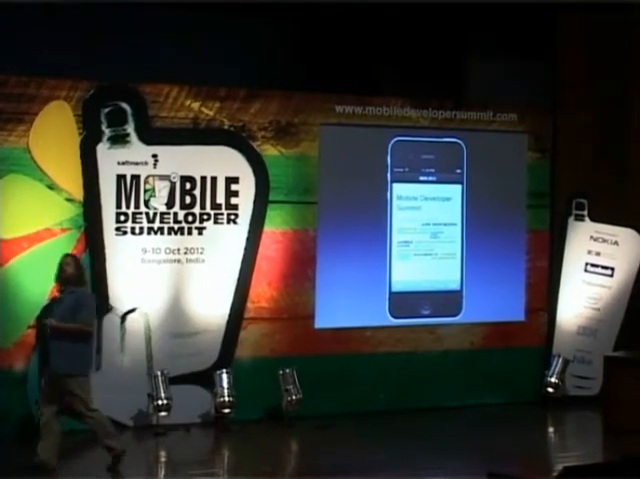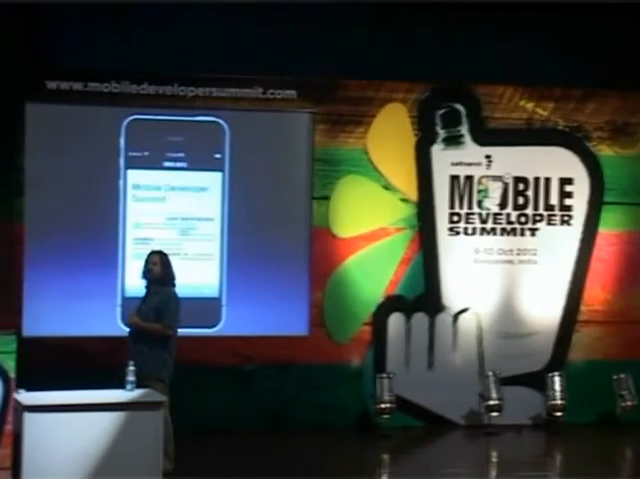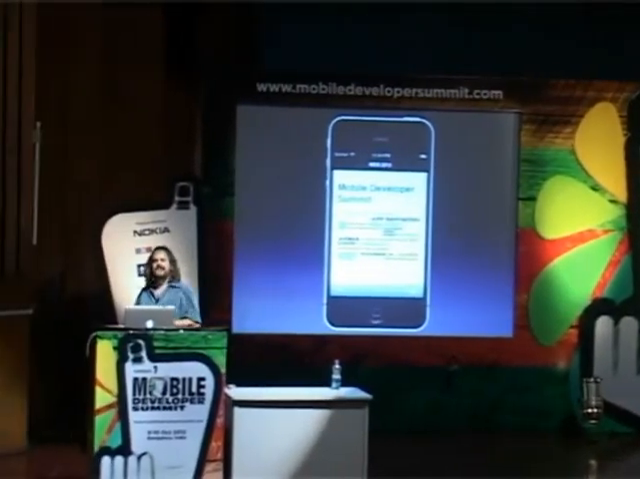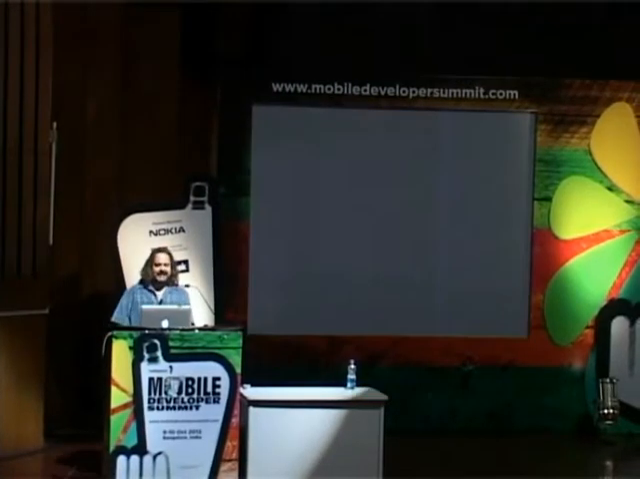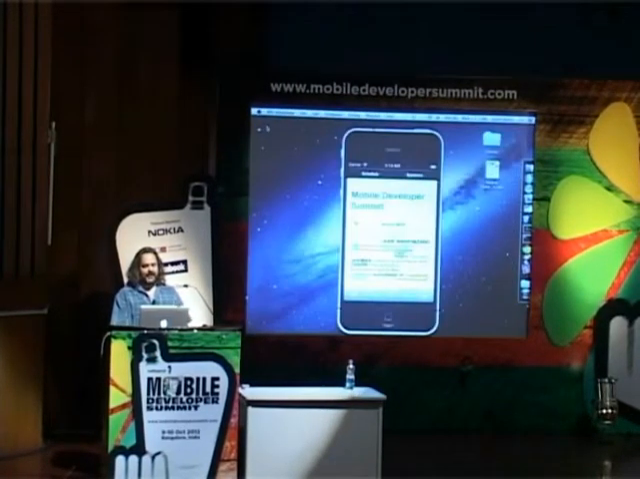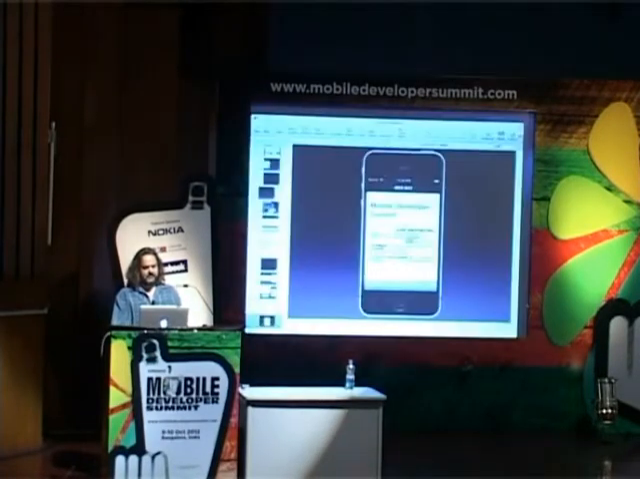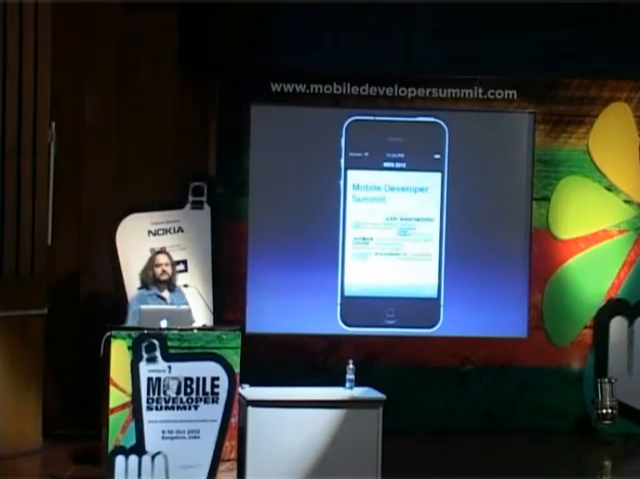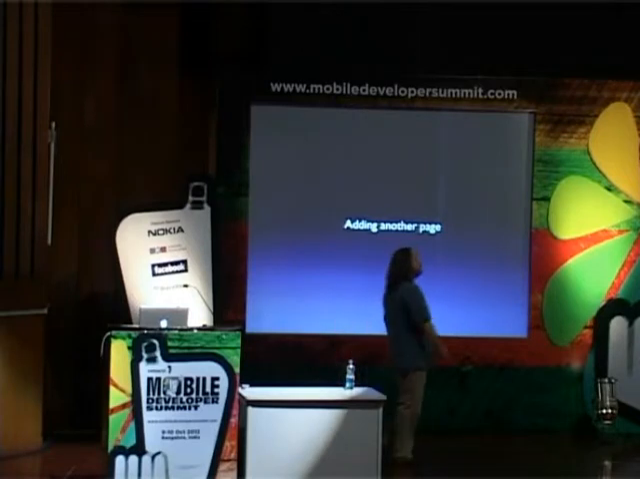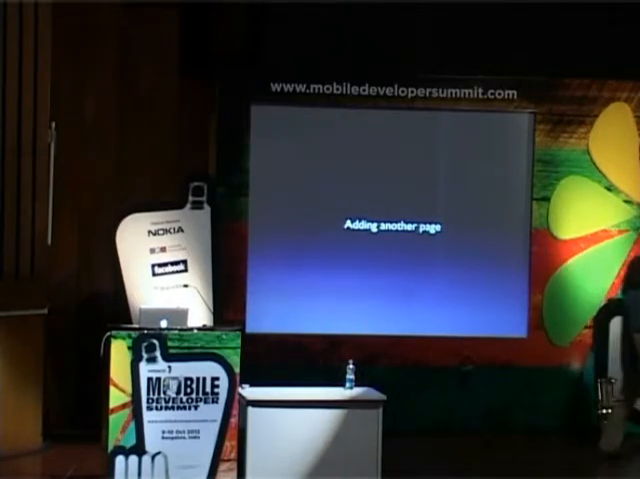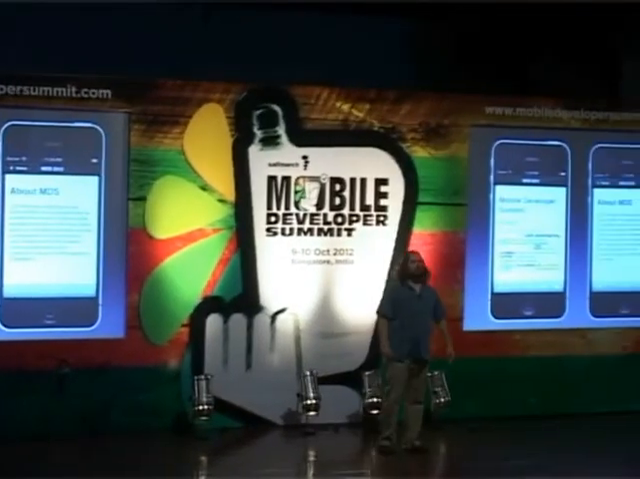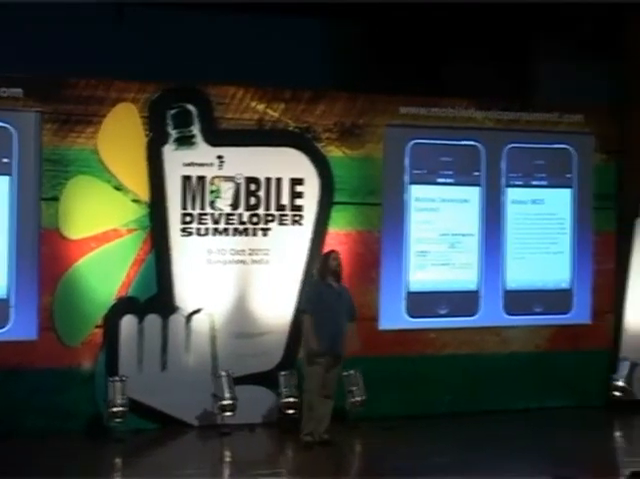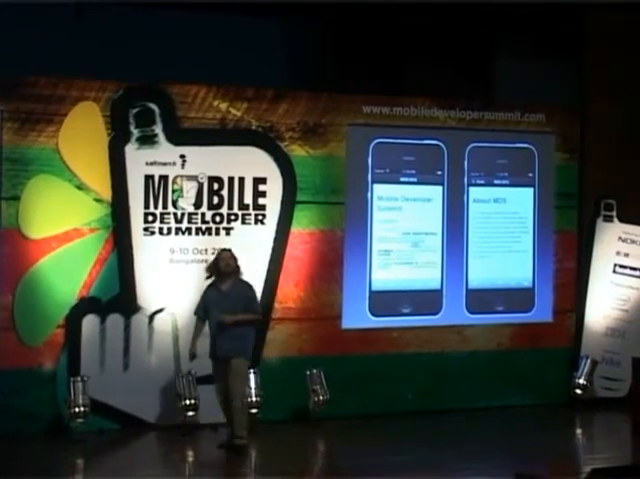So the combination of the viewport meta tag with width equals 100% and bringing in jQuery Mobile now ends up giving me something that looks like this. Excellent. So what can we do next? Well, we can start adding pages and start linking between these pages. If I wanted to have an about page, I could create a hyperlink for that about page.